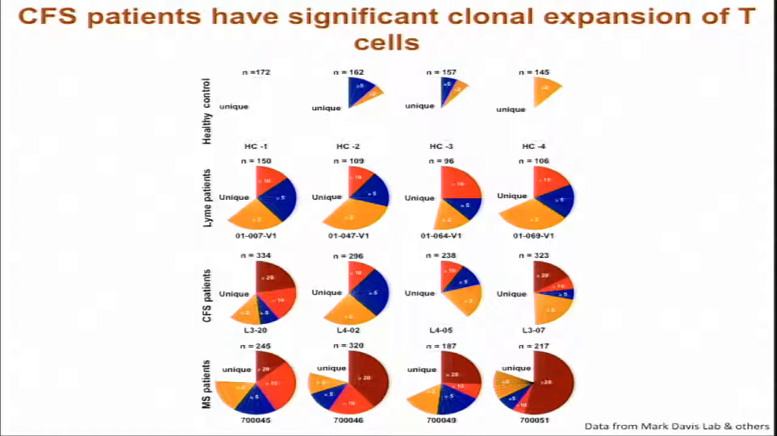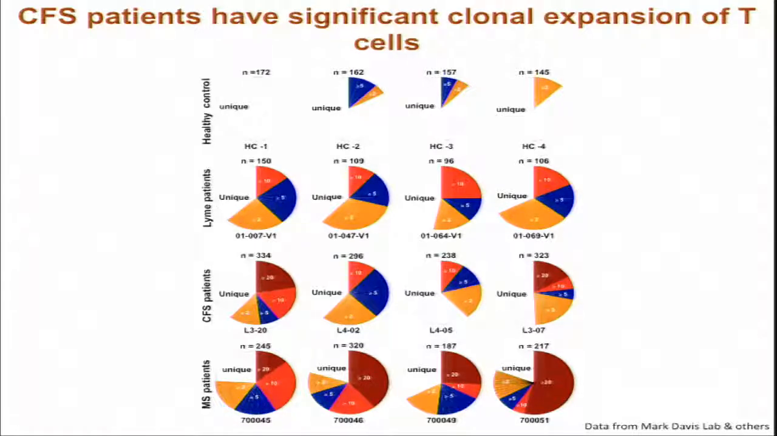So each circle is a pie chart, and this represents the diversity of T cell receptors in an individual. On the top, you can see are the healthy controls. Most of this pie chart is white, indicating the T cells all have a unique T cell receptor, which means that there's been very little clonal expansion in these healthy controls.